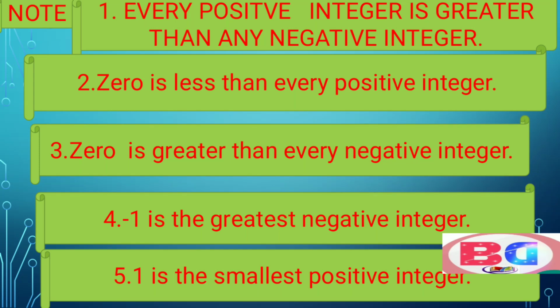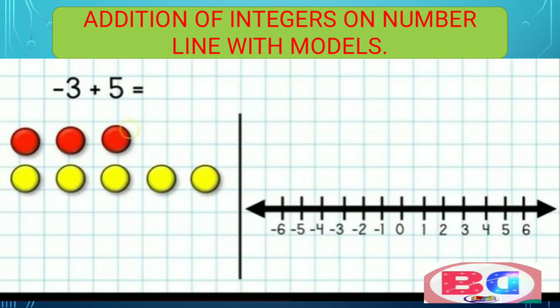Every positive integer is greater than any negative integer. 0 is less than every positive integer. 0 is greater than every negative integer. -1 is the greatest negative integer. 1 is the smallest positive integer. We can conclude the different types of points from the given comparison of the integers.